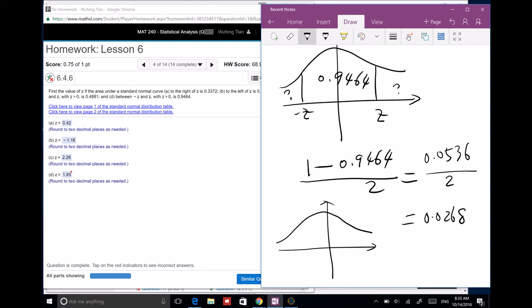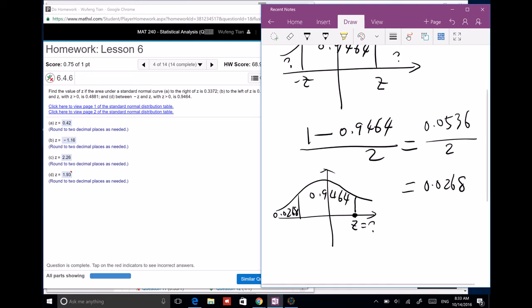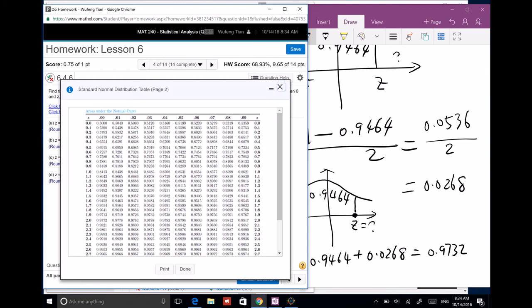Okay, so I'm looking for this point. And this area, 0.9464. This area, 0.0268. So add these two areas together is the area to the left of this z-score point. And then I add those two, 0.0268 plus 0.9464 equals 0.9732. Now let's use the table.